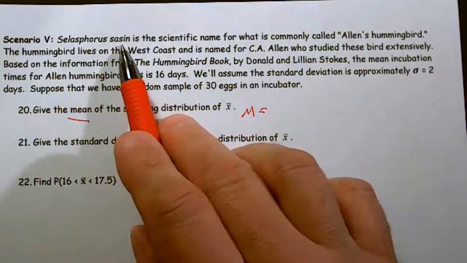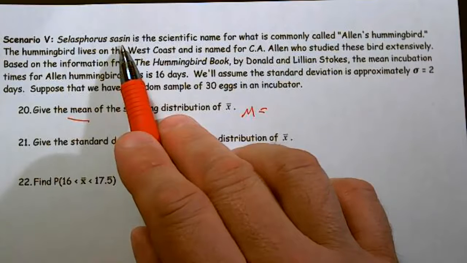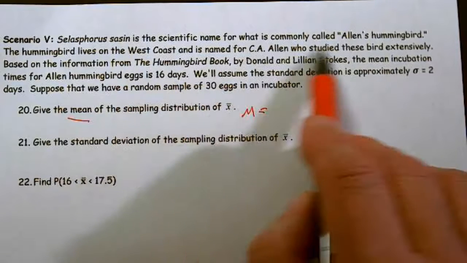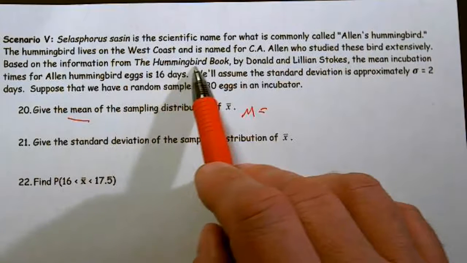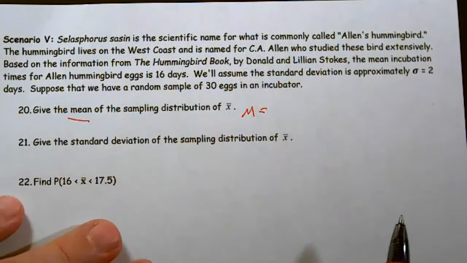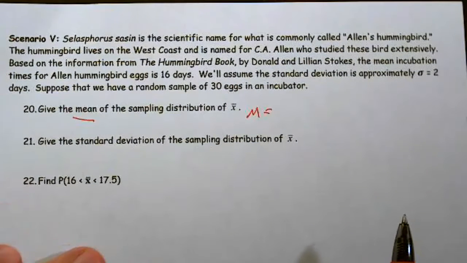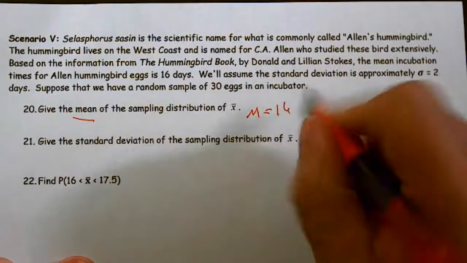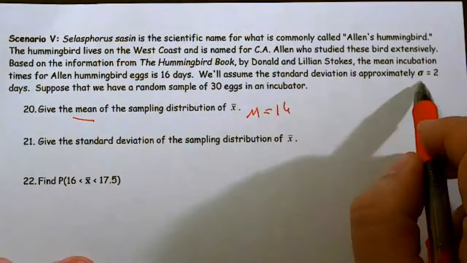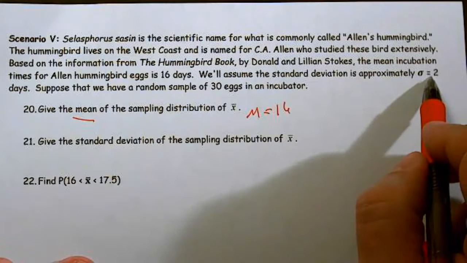So let's read this. The scientific name is for the commonly called Allen's hummingbird. The hummingbird lives on the West Coast and is named for C.A. Allen, who studied these birds extensively. Based on the information from the hummingbird book, the mean incubation time for Allen hummingbird eggs is 16 days, so the mean is 16. We'll assume the standard deviation is approximately 2 days.